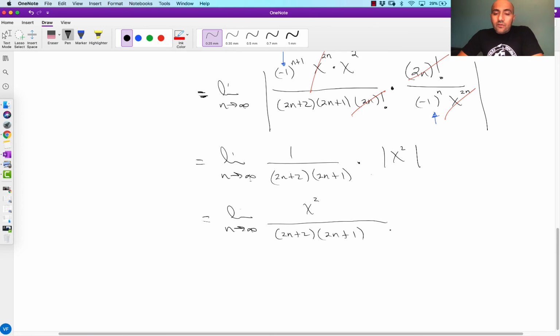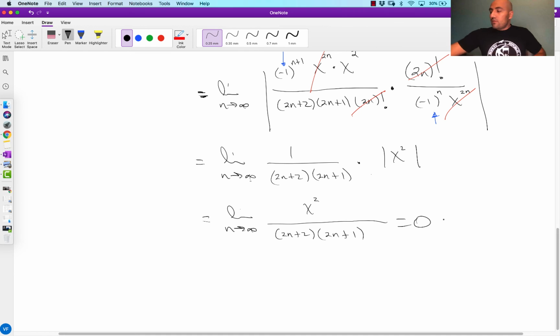The denominator, on the other hand, is growing. 2n plus 2 is growing. It's getting bigger and bigger and bigger. And then we multiply that times 2n plus 1. That's going to be even bigger. So clearly the denominator is growing toward infinity. It's getting infinitely large. So a constant divided by something that's growing infinitely large, this whole thing is going to be equal to 0. Right? The limit of this whole thing is always equal to 0.